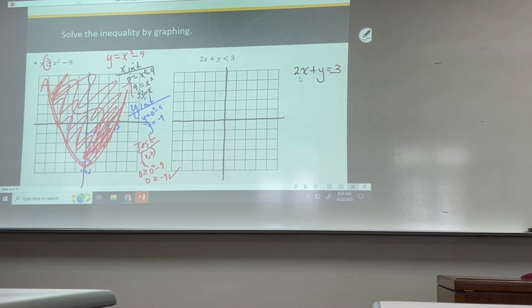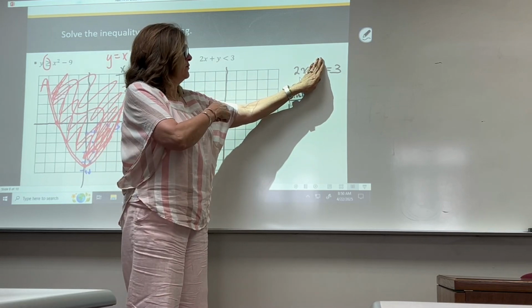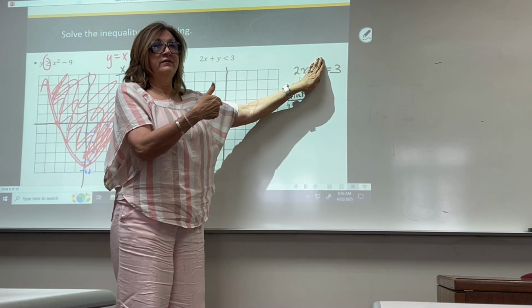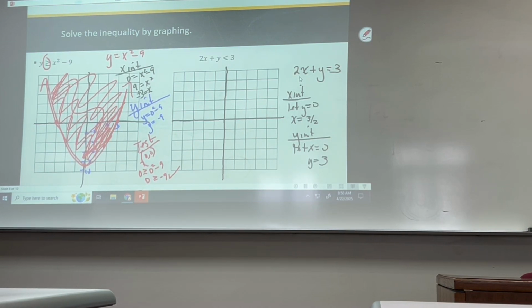So in the intercept method, when you get the x-intercept, you let y be 0. And if y is 0, what happens? It's gone, right? So 2x is 3, so what's x? 3 halves. And then to get the y-intercept, you let x be 0, right? And if x is 0, cover up the x term, what do you got? y equals 3. Quick way to get 2 points.